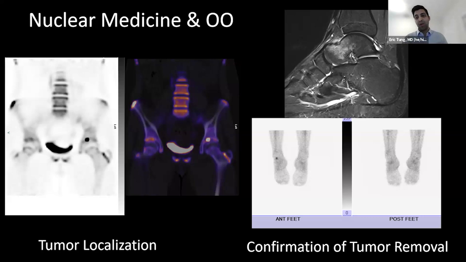This was a case where we had an intra-articular osteoid osteoma at the talar neck, and we could see that imaging was done from a bone scan before surgery. This was actually surgically removed. And then after surgery, we can see that there has been resolution of that focal uptake, confirming that the tumor had been removed.